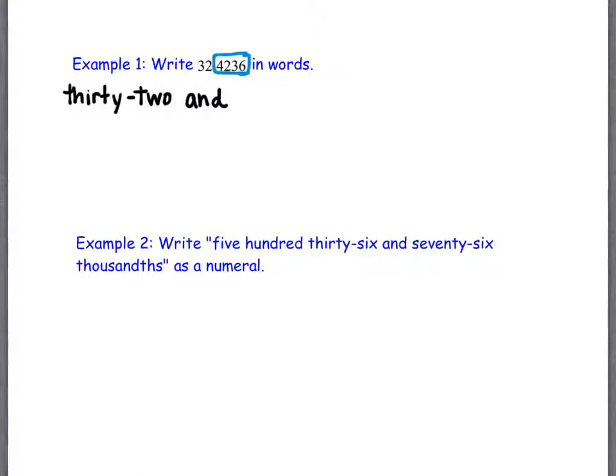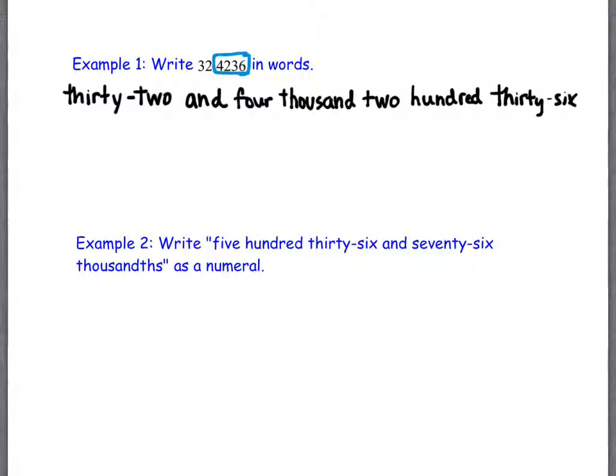4,000. Notice there is not a hyphen between the 4 and the 1,000. 4,000. What'd you say, 200? 200. 36. There is a hyphen between the 30 and the 6. And then we actually have to say what place value it's in, and that's when we say 10 thousandths.